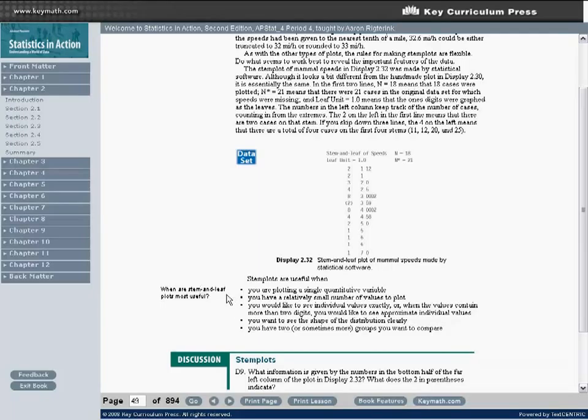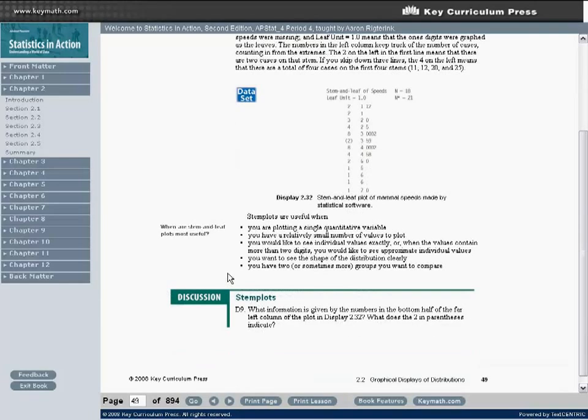Alright, so here again you can read through these. I'm not going to read these bullet points to you, but stem and leaf plot, what they're useful for. Alright, that's always good to keep in mind. Let's go to the next page.